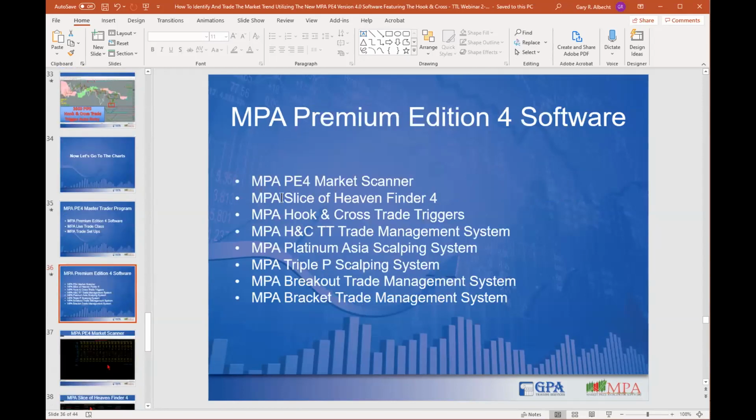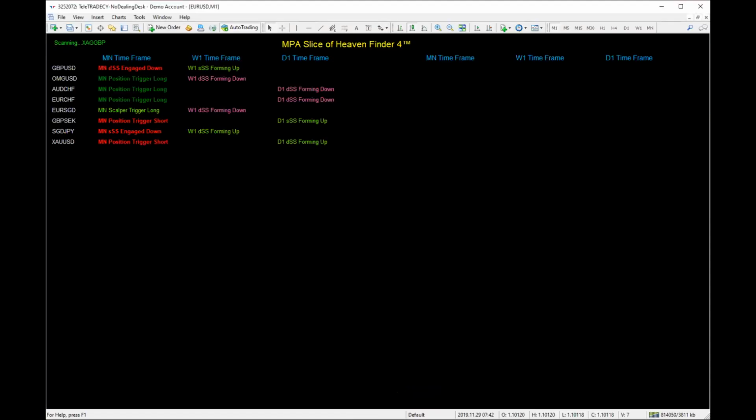What is included with the software? We're not going to have enough time to go through all of this, but we have a market scanner. We have a slice of heaven finder. What is the slice of heaven finder? All those big trades I showed you, we found. This scans the market watch, whatever symbols are in the market watch, it will scan. And we notice the pound dollar's in a process of pulling down. Yes, I expect the pound dollar to go lower. Here's that Aussie Swiss. The Aussie base pairs are bottoming and reversing. And it's telling me I got a monthly position trigger going up. That's huge. The Aussie Swiss is going to start to stair step higher for months to come.